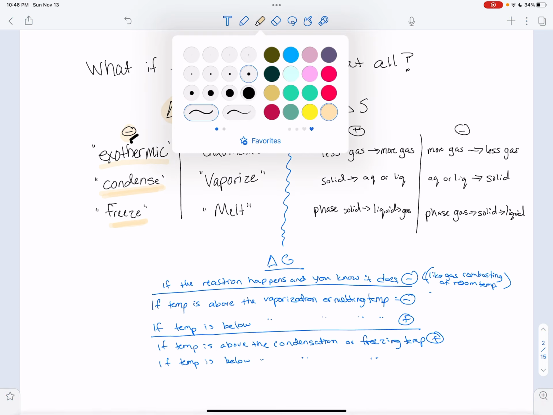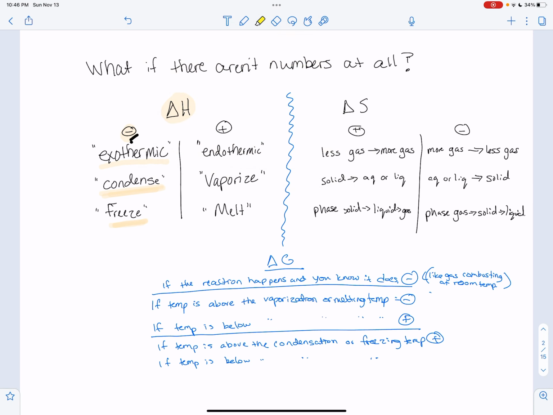And then on the flip side, if you are looking at the opposite, you would expect delta H to be positive if it's endothermic, or it says something about absorbing energy. Again, for vaporizing, you're putting energy into it to make it change. And then also melting is putting energy in and making your molecules move faster. So that's the delta H.